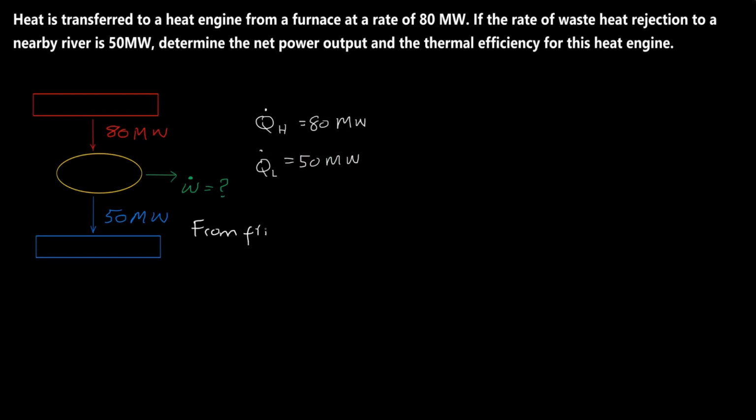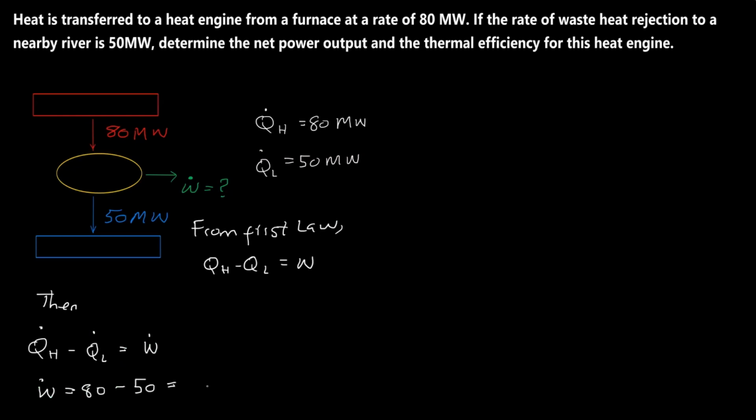From the first law, if QH minus QL equals W, the work done by the heat engine, then Q̇H minus Q̇L will be equal to Ẇ, the rate at which work is done by the heat engine. So using this, we obtain the rate at which work is done by this heat engine as 30 megawatts.